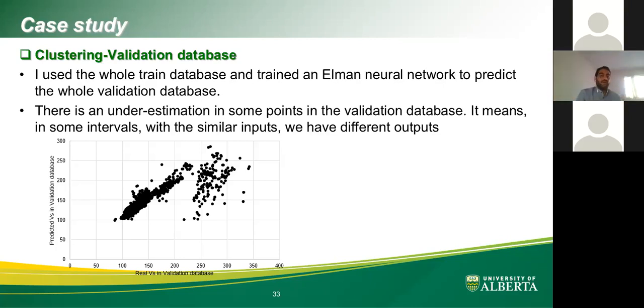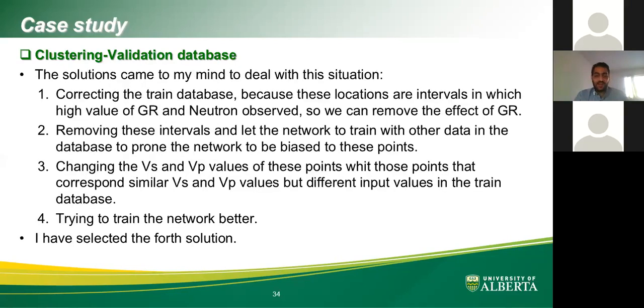Now I figured out what the problem is. We have underestimation. For example, if you can see here, the VS value here is about 300, but our model predicted the value as 200, which is a very high error. Now I figured out what the problem is, and I had to come up with some idea to solve it. I developed four solutions to deal with this problem.